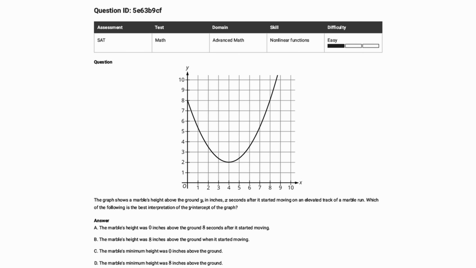So let's read the question. The graph shows a marble's height above the ground y in inches, x seconds after it started moving on an elevated track of a marble run. Which of the following is the best interpretation of the y-intercept of the graph?